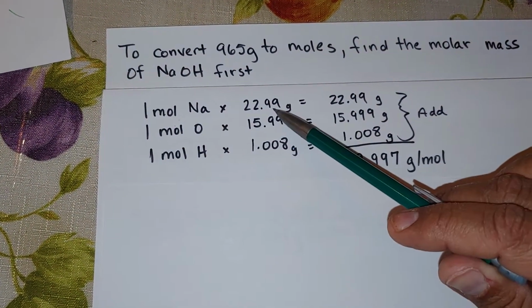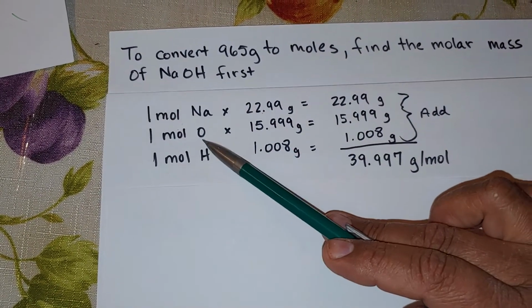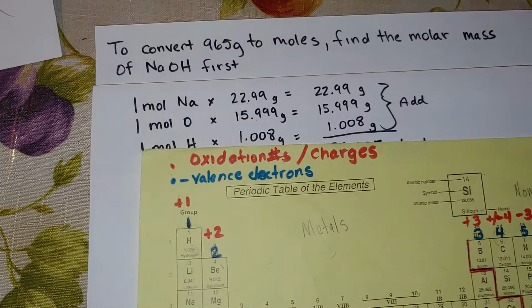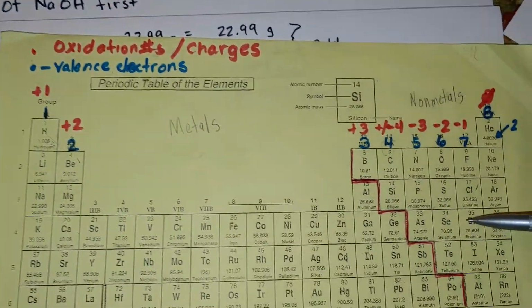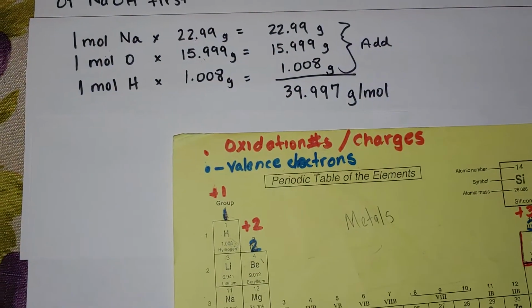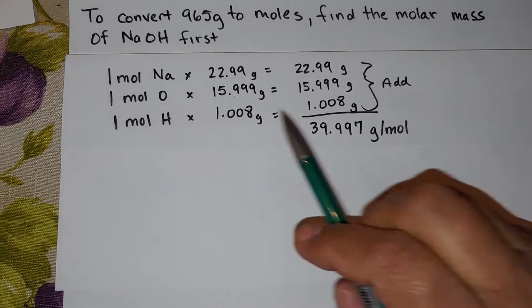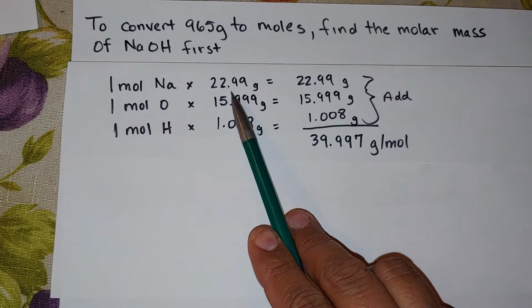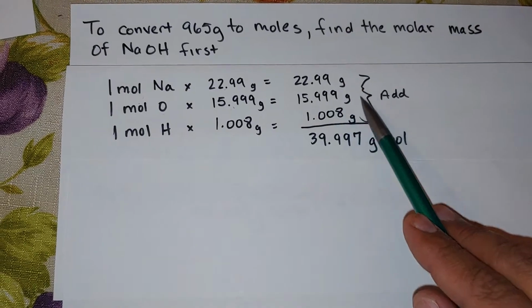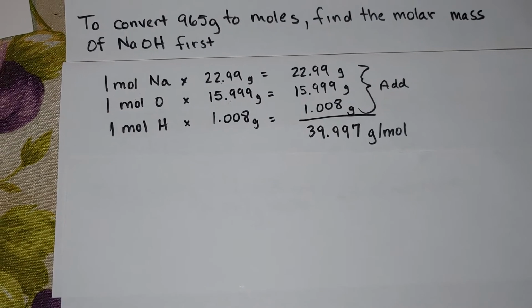We're going to multiply each by the mass on the periodic table. So sodium is 22.99. Oxygen, which I didn't round this time, using the periodic table, is 15.999. And then our hydrogen, 1.008. This is where I'm getting those numbers. So multiply the number of moles by that amount, get your answer for each one, and then at the end, add them all up. And voila, that's your molar mass for sodium hydroxide.